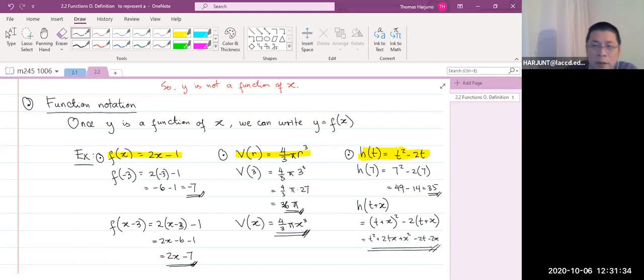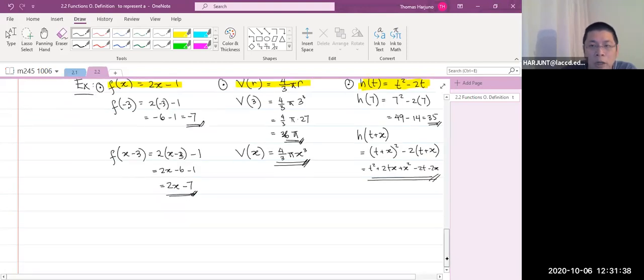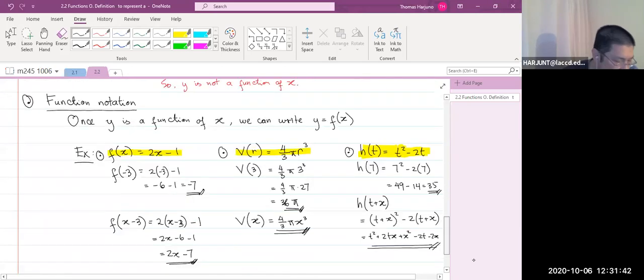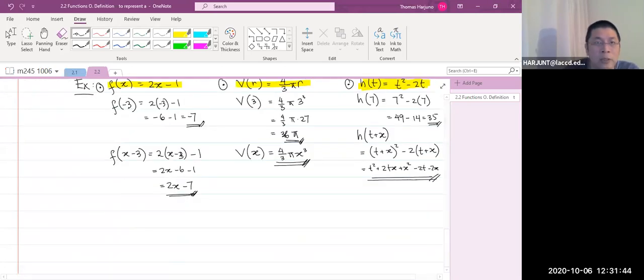Okay, now finally, I'm not done with this section. I will still need to talk about the domain. But let me do more problems, something called a piecewise defined function. Not too hard. This is not hard at all.